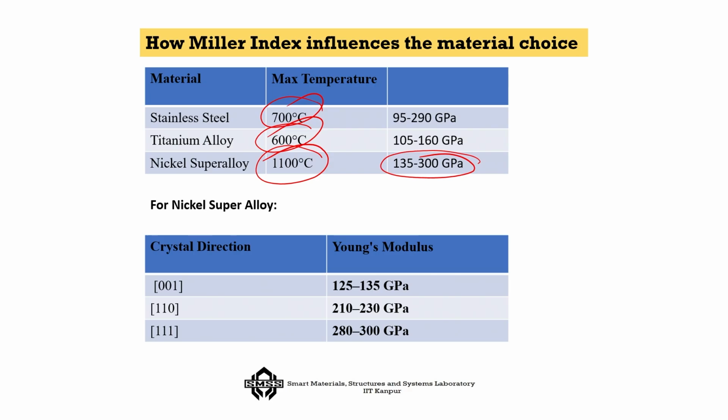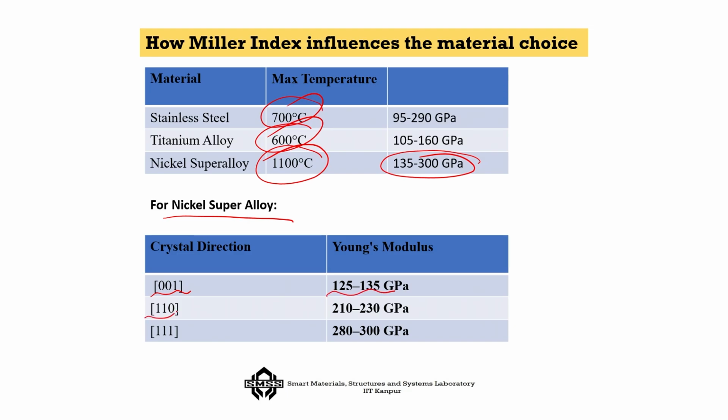However, from a product designer's point of view, it does not stop there. Even if you say that I am going to go for nickel super alloy, it is an FCC. So it is a single crystal, right. So how am I going to orient my grain? Now, there are possibilities of 001. If I orient along it, the modulus will be 125 to 135.